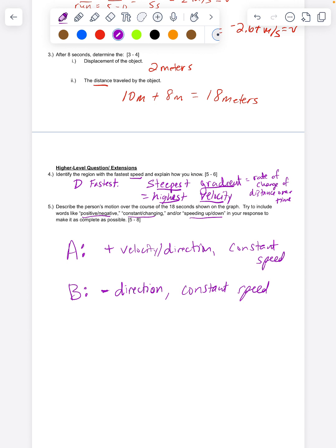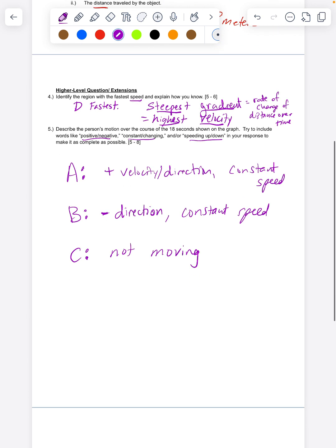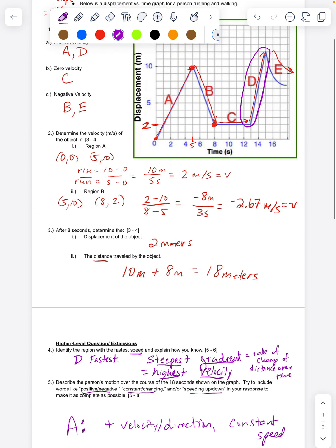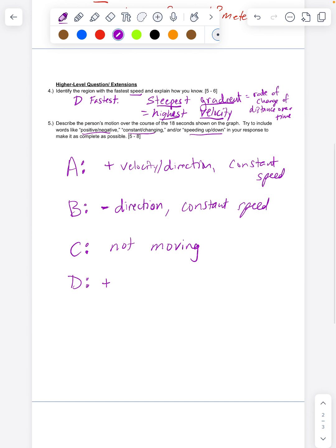So during A, we're moving in the positive direction with constant speed. During B, we're moving in the negative direction with constant speed. During C, we're not moving. C is a flat line, there's no slope. That means there's no motion, no speed. During D, positive direction, constant speed. This is our fastest speed, our steepest slope.